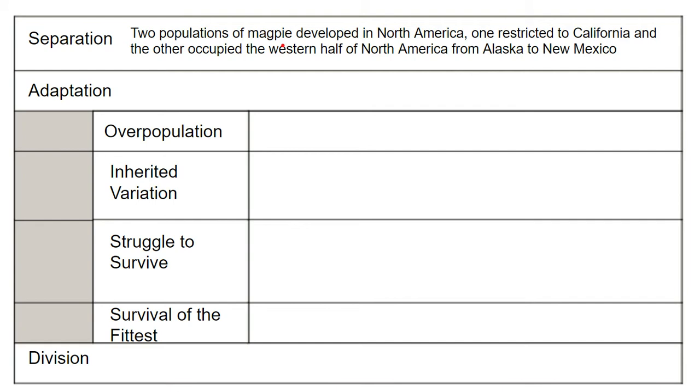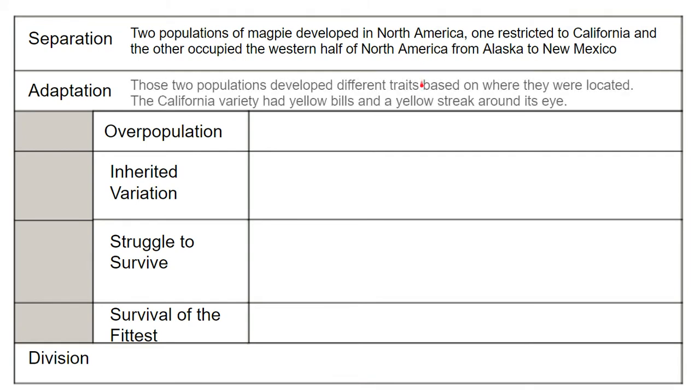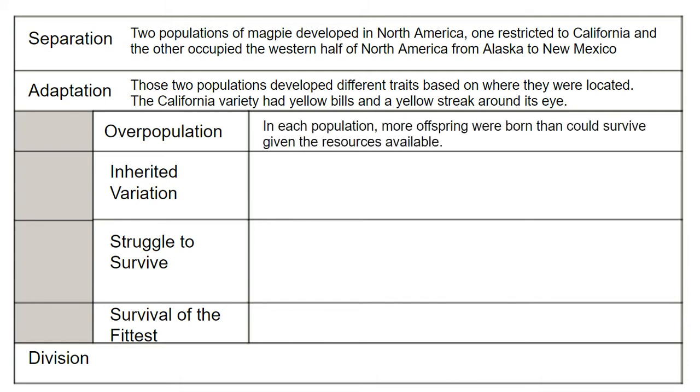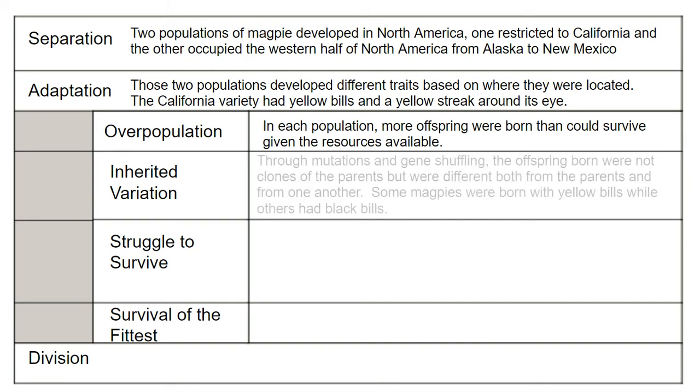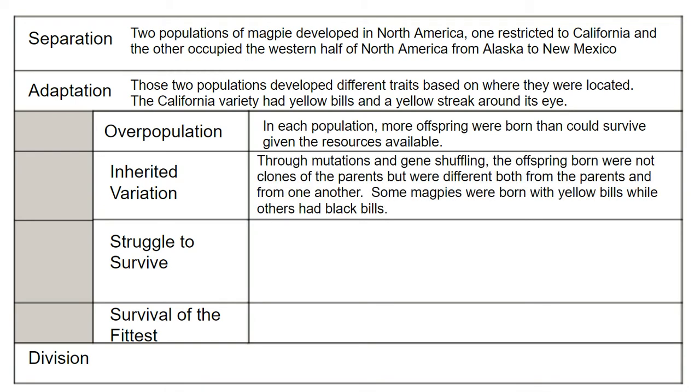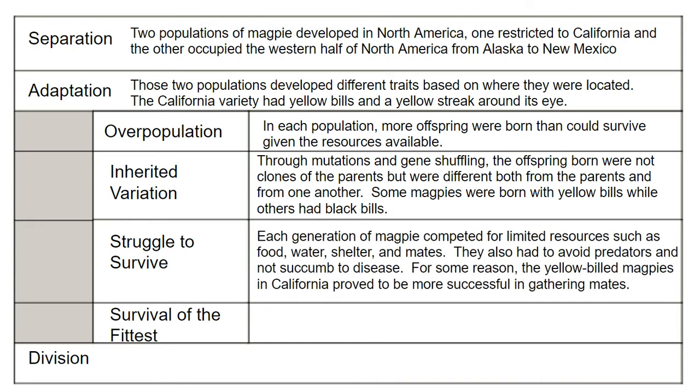We've got two populations in North America, one in California on the one side of the Sierra Nevada mountains and the other side in the western half of North America from Alaska to New Mexico. So these two populations developed different traits based on where they're located. California had yellow bills and a yellow streak around its eye. More were born than can survive. There's differences. Some were born with yellow bills while others had black bills. They struggled to survive. They competed for limited resources.